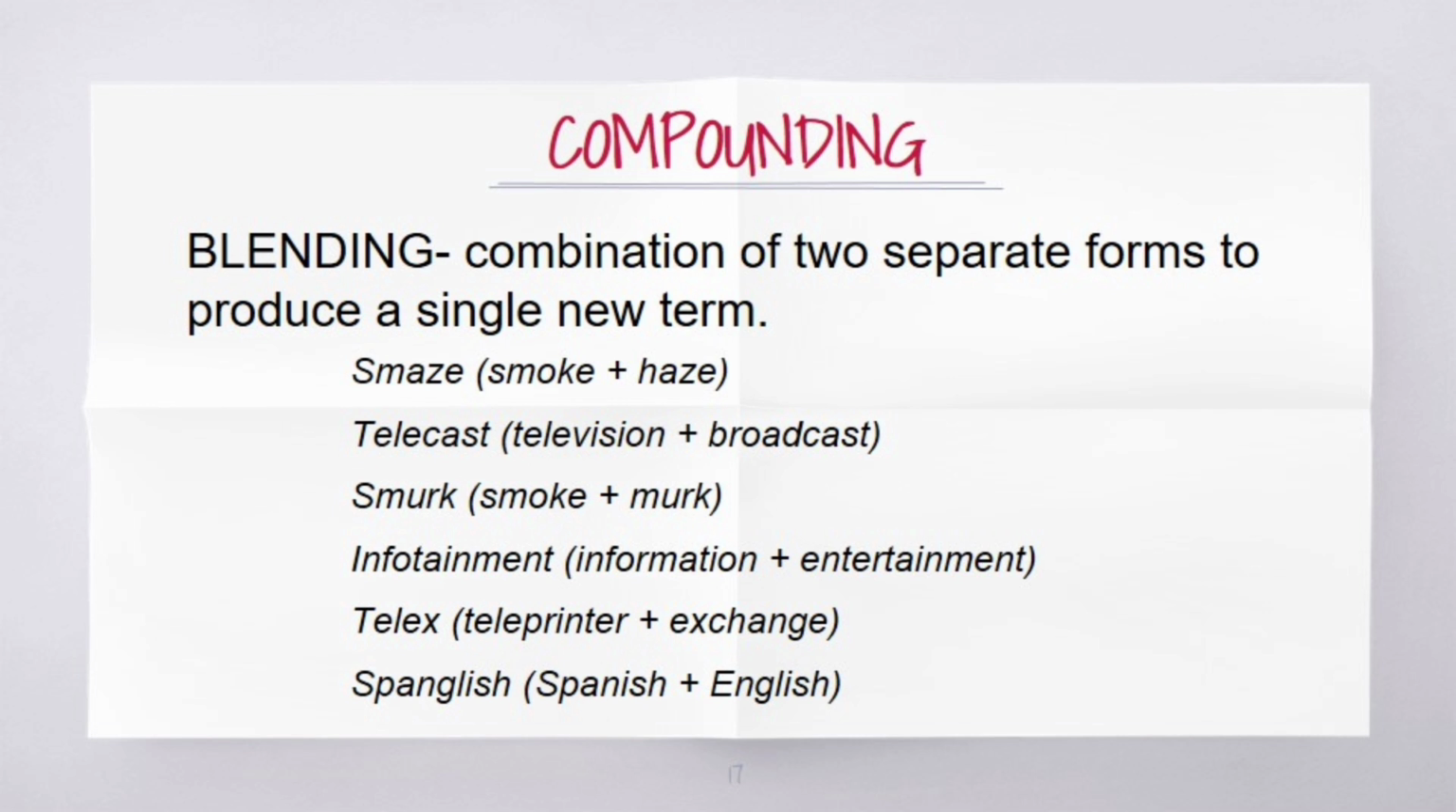Blending is a combination of two separate forms to produce a single new term. For example, smoke and fog, we can have the word smog. Smaze, which means smoke and haze. Telecast, which means television plus broadcast. Smirk, smoke and murk. Infotainment, which means information plus entertainment. Telex, teleprinter plus exchange. Spanglish, Spanish plus English.